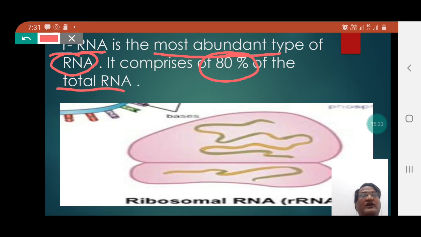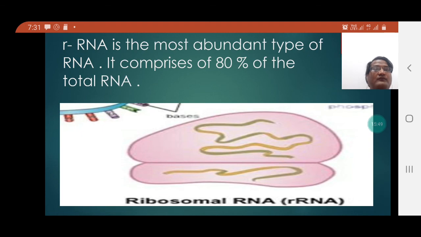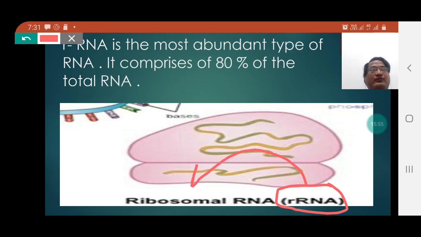that is rRNA. Students, here we can notice the picture of the ribosomal RNA also, which is a single stranded structure. So students, ribosomal RNA, we can clearly notice here, also has been expanded from rRNA to ribosomal RNA.